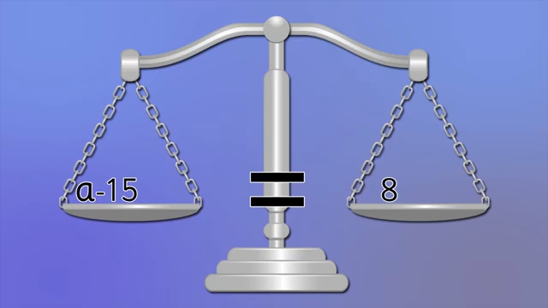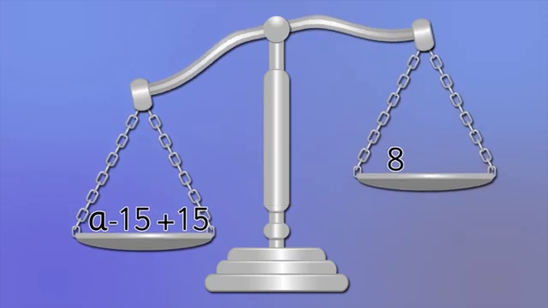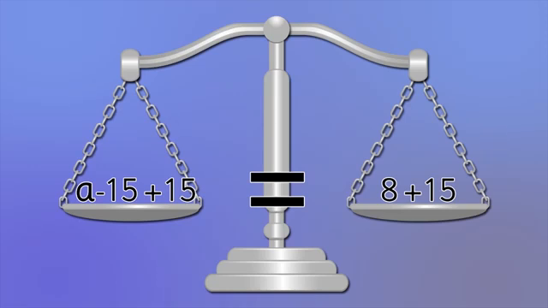The opposite of minus 15 is plus 15. So to isolate A, we have to add 15. But look, that tips the scale. The two sides are no longer the same. For the scale to stay balanced, we have to do the same operation on both sides of the equal sign. That means we have to add 15 to this side of the scale too. Now the scale is balanced again.